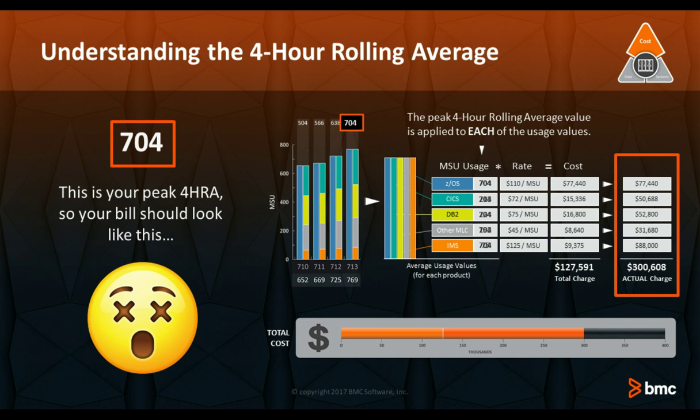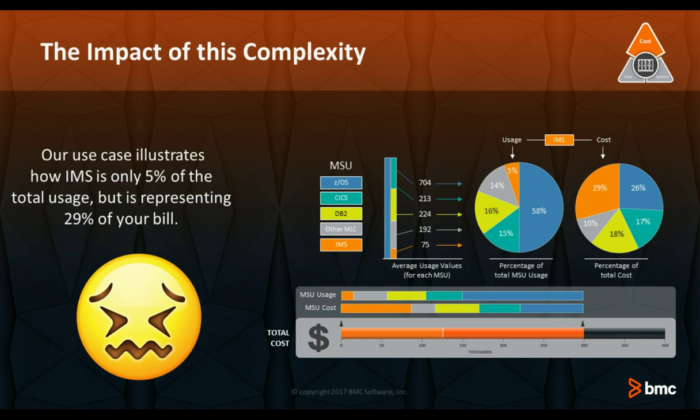hour. So in this case, 704 gets attributed to every product that ran during that particular hour. So even though CICS may not have used 704, it was running during the peak, so therefore it is charged 704. So rather than your bill being $127, it's actually $300,000. So that's a little bit of difference between what you were thinking versus what you're actually charged.